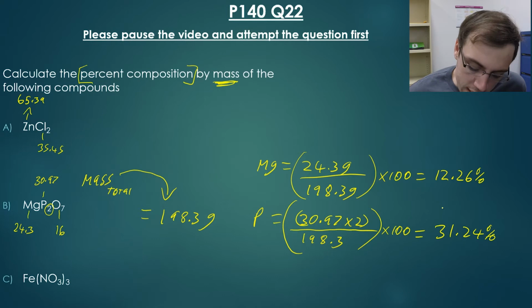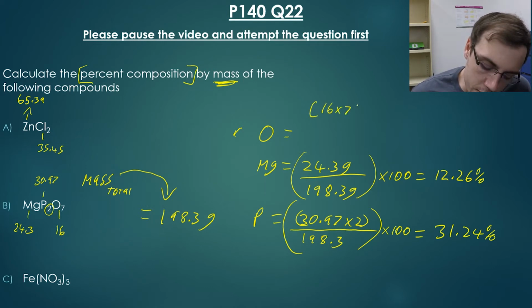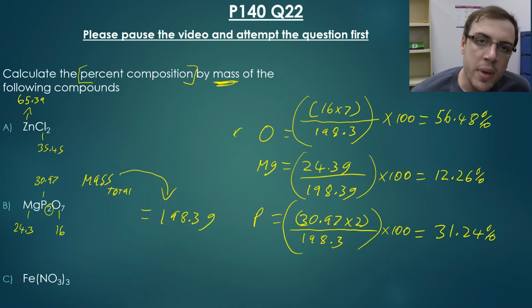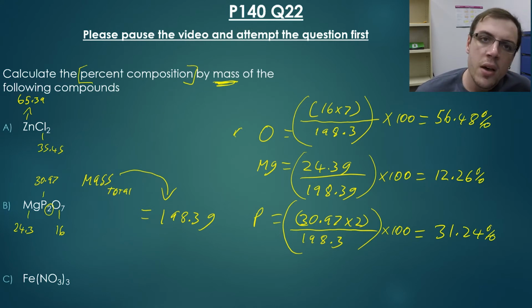That is going to equal 31.24%. Now the lucky last one is oxygen. So oxygen is going to be 16 times 7 divided by 198.3, times 100, which is going to equal 56.48%. So that means that the overall compound consists of 56.48% oxygen, 12.26% magnesium, and 31.24% phosphorus.